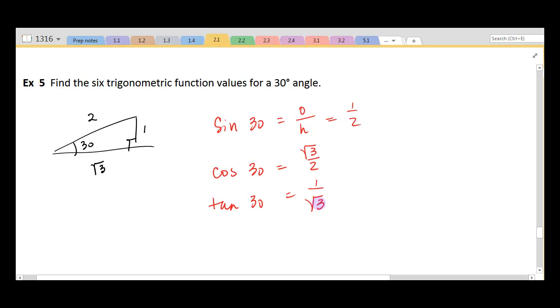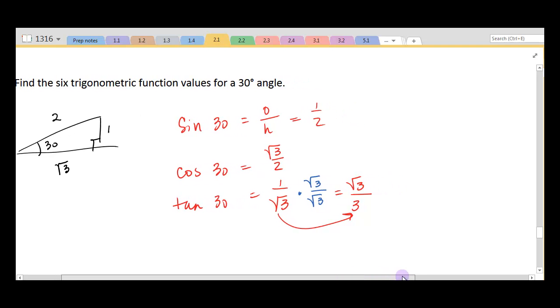Remember that we cannot have a radical in the denominator, so I'm going to multiply by the square root of 3 over the square root of 3. That gives me the square root of 3 in the numerator and just 3 in the denominator. Pretty soon you'll see that you can go directly from here to here in your head. You'll be doing this so often.